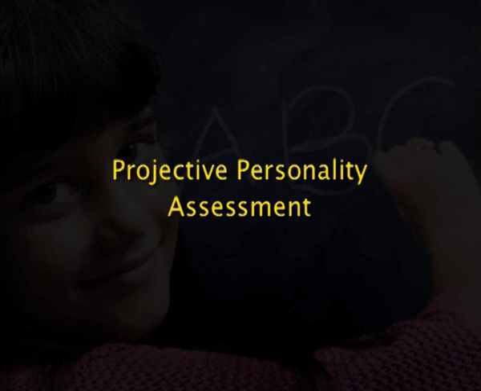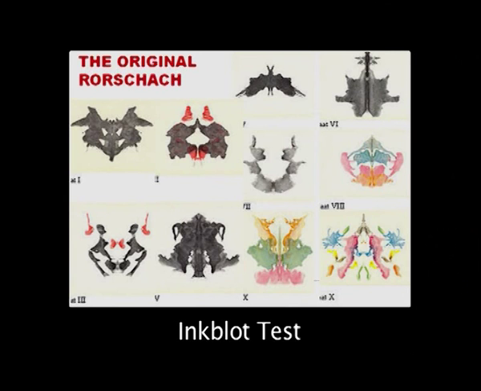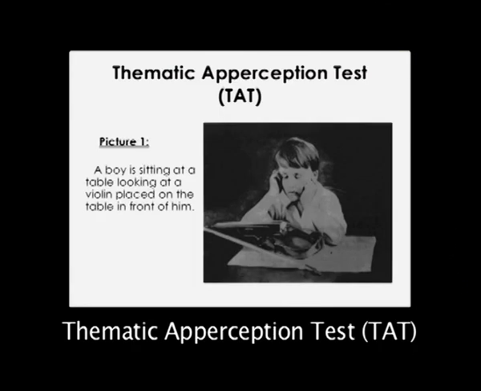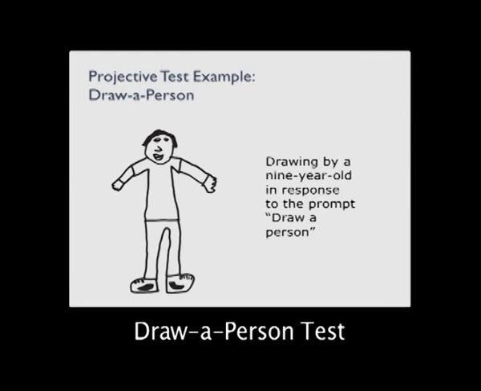Another type of personality test is the projective personality assessment. Projective tests include the Inkblot test, the Thematic Apperception Test or TAT, and the Draw a Person test. A projective test asks a child to interpret some ambiguous stimuli, such as a series of inkblots. The child's response provides insight into his or her thought processes and personality traits, or the test may ask the child to tell a story about a series of pictures.